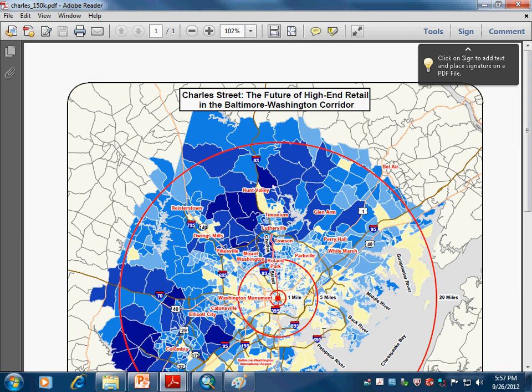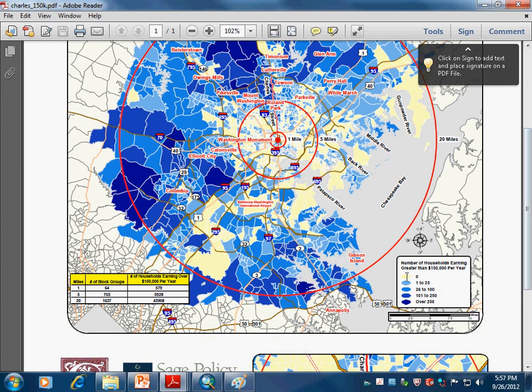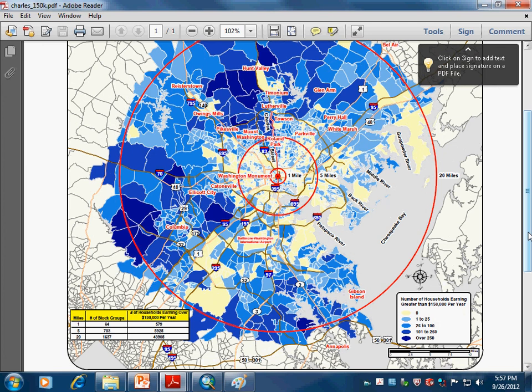So we're saying that there are a higher number of households within those areas, but immediately around the Charles Street corridor and areas that maybe that high-end retailer may serve really starts to get sparse. And we start to see that anything in yellow, we have 0 households that are making $150,000 per year. And over here in this table, we're indicating that within each of those different mile radiuses, the number of households really starts to go down.